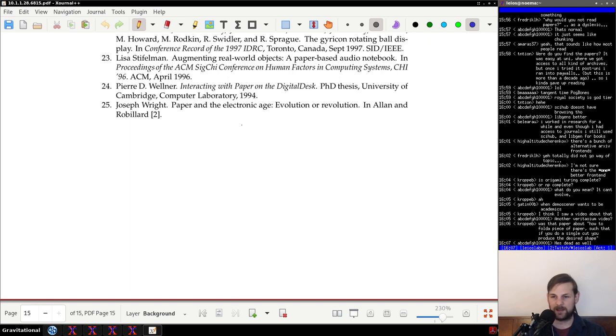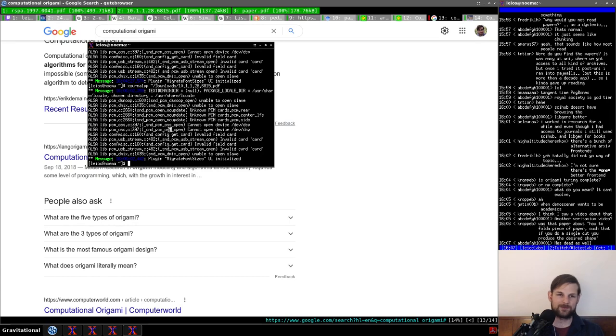Yes, I think it was something like that. How to fold a piece of paper such that if you do a single cut, you produce the desired shape. I need to take a look at that one again because I'm actually not sure what that paper was about.